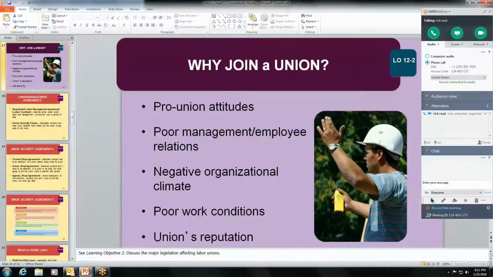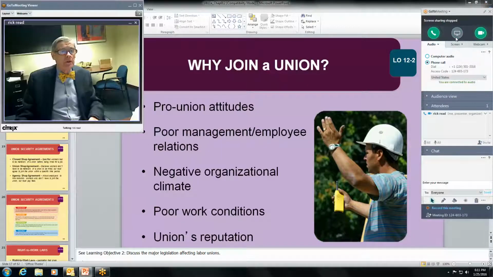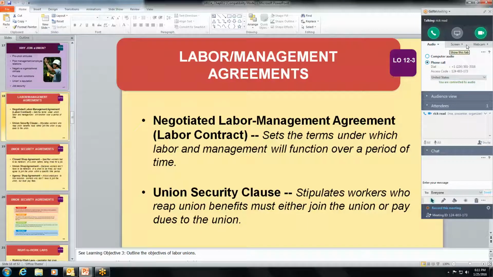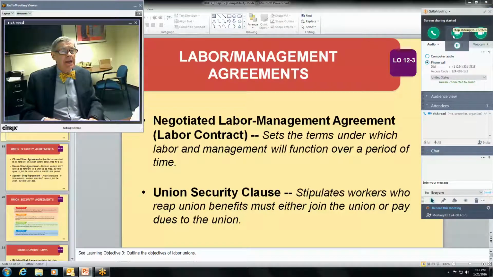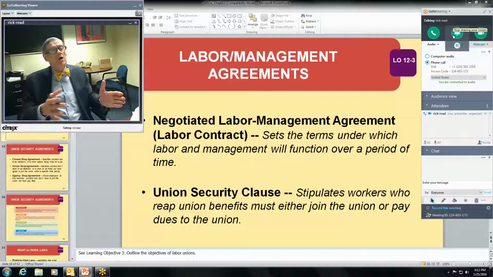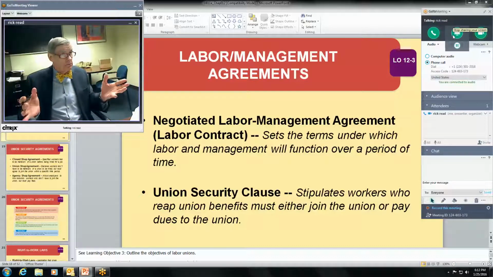Why people join unions: there's poor management. Management treats employees poorly. Negative organizational climate, which kind of follows what I just said. Work conditions are abysmal, and the union has a good reputation. And we know some unions don't have a good reputation. Now, this is what they do. They have a negotiated labor contract, a negotiated labor-management agreement, the contract. And this sets the terms under which people will work, and this specifies the length of the contract and other things like pay and fringe benefits and things of that nature.